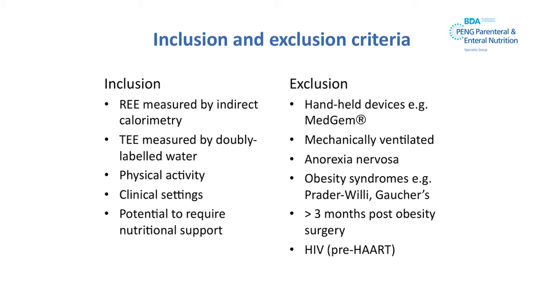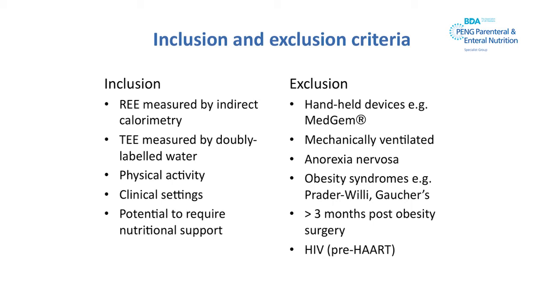We also excluded handheld devices for measuring energy expenditure because they're not fully validated. We excluded mechanically ventilated patients because we knew that the intensive care group were writing a section on that, and we didn't want to have to look at all that literature as well. We also excluded anorexia nervosa unless it was part of a specific refeeding trial. And we did include post-obesity surgery if it was up to 3 months post-surgery, because we felt that there's a possibility there that someone might require nutritional support after their obesity surgery if it doesn't go well. So we did include those.